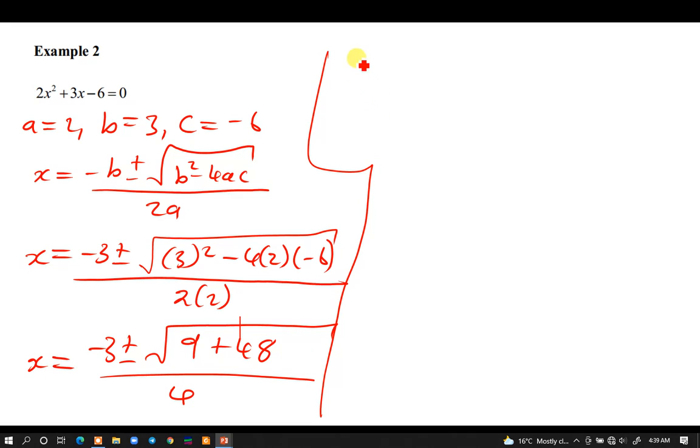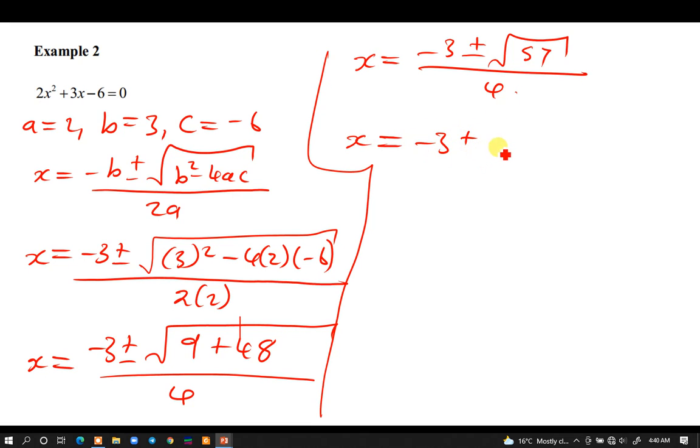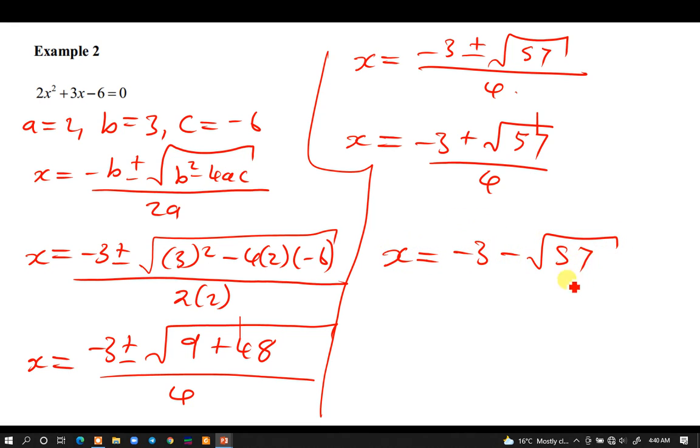So we have x is equal to negative 3 plus or minus the square root of 57, then everything divided by 4. So the first value of x is simply negative 3 plus root of 57 over 4. Then the second value of x is simply negative 3 minus the root of 57 over 4. So these are the two values of x that are needed.